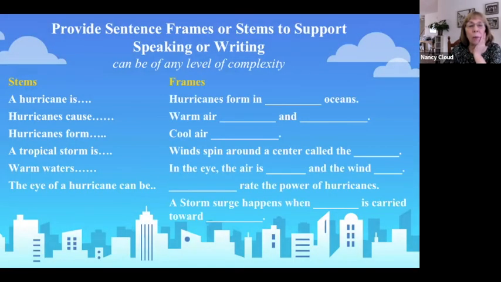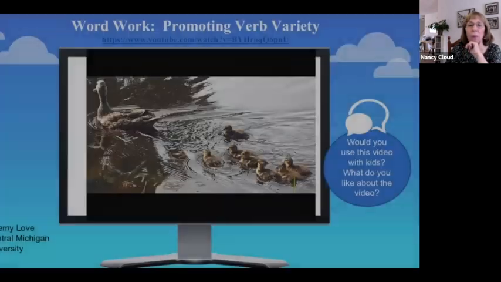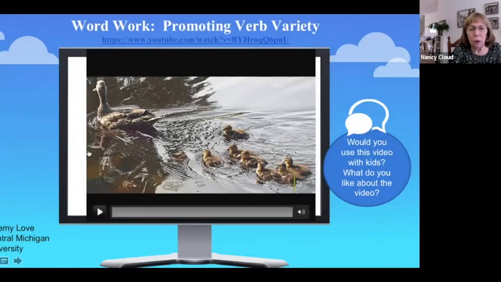And certainly I want to give them stems and frames. They can be of any level of complexity. Remember the video we watched of the language lady. I do not want simple stems and simple frames. If I want to get complex language, I have to write my frame to generate complex language. So remember that. So now let's watch a bit of a video on verb variety just to get that idea out on the table.